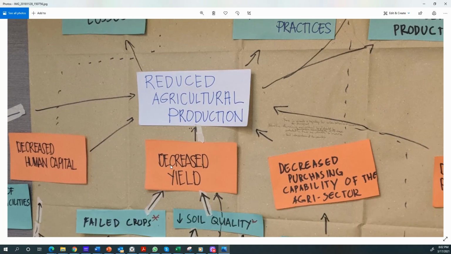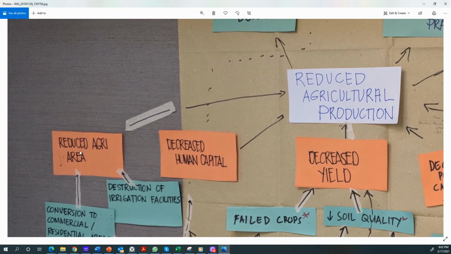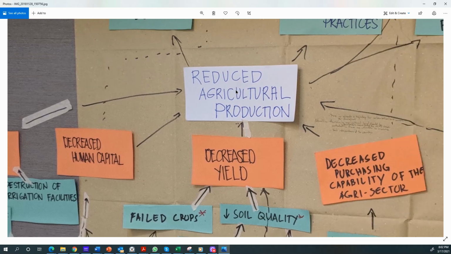We're going to say decreased agricultural yields leads to reduced agricultural production. And that makes sense. But we also have decreased human capital. And that would mean people doing the farming, and that would lead to reduced agricultural production. That makes sense too. Reduced agricultural area. So that refers to farmland. If you have less farmland, then it makes sense that you're going to have reduced agricultural production.